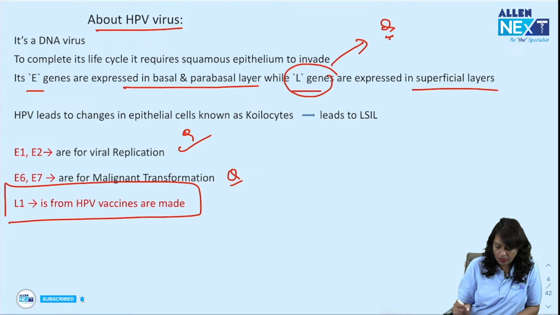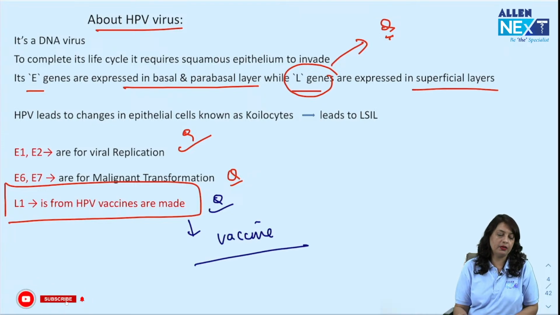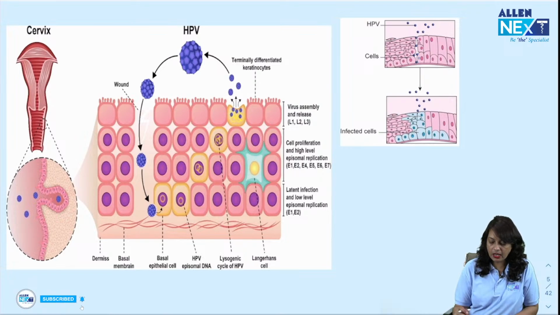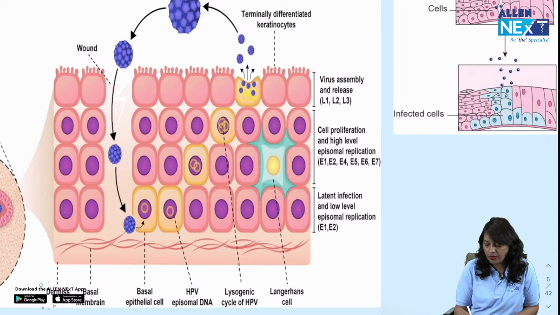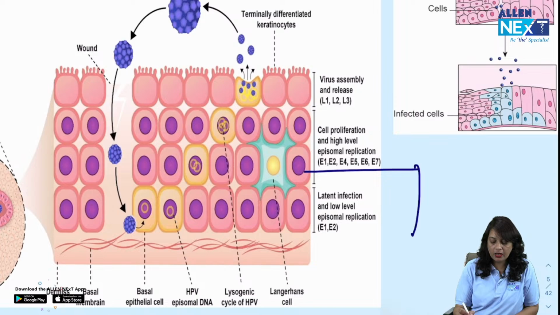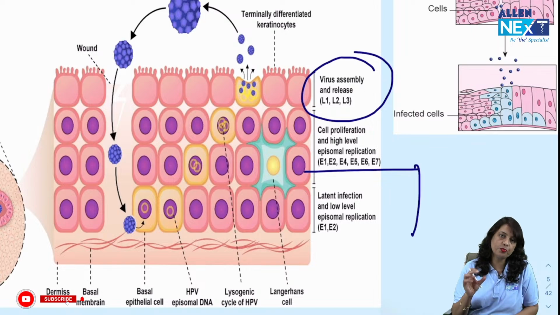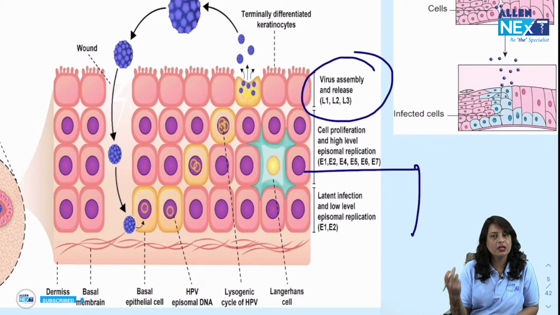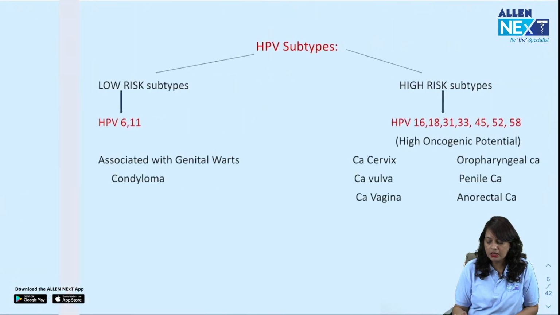So, E1, E2 are responsible for viral replication, E6, E7 for malignant transformation, and L1 is present in the superficial layers. So, this is the protein from which the vaccine is prepared. I have just explained that. Can you see this image, where E1, E2, E6, E7 viral proteins are in the basal or parabasal layer, whereas the L1, L2 viral capsid proteins are in the superficial layers? From these superficial layers, these proteins can be used for making the vaccine.